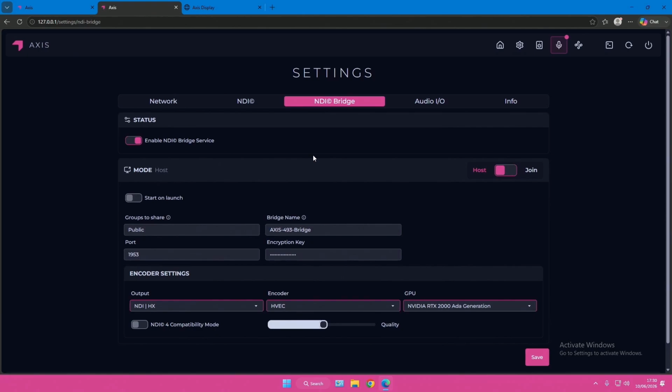On the NDI bridge, as you can see, we essentially have the ability to join a network outside of our network, join them together and share all the NDI feeds between the two. So we can either host a bridge or we can join a bridge.